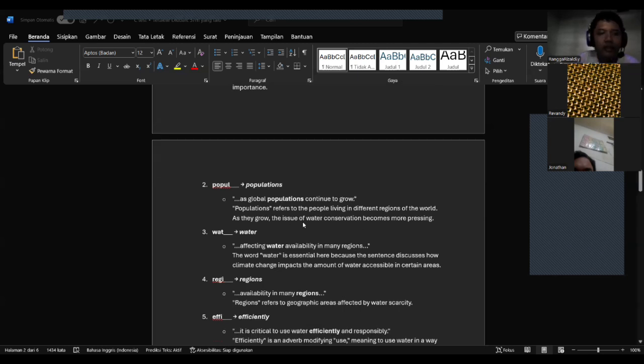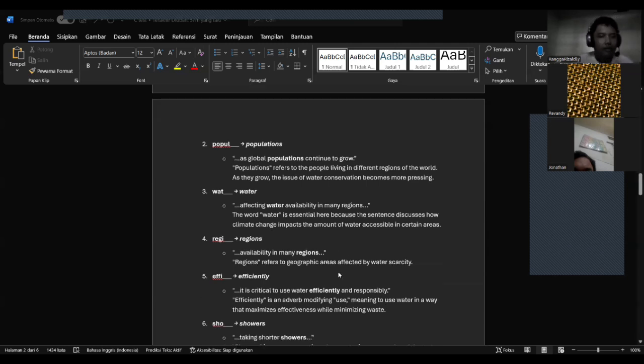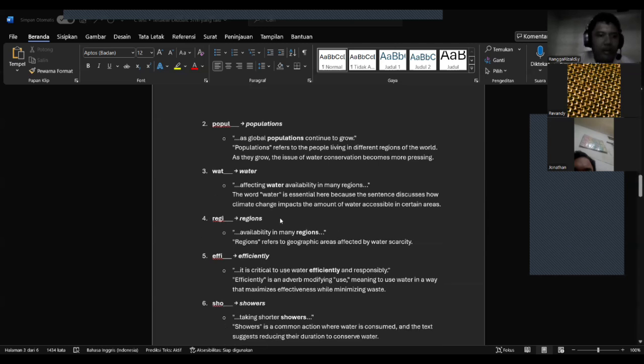Number three, what does it mean, water? Affecting water availability in many regions. The word water is essential here because the sentence discusses how climate change impacts the amount of water accessibility in certain areas. Four is regi, which means regions. Availability in many regions. Regions refers to geographic areas affected by water source scarcity.